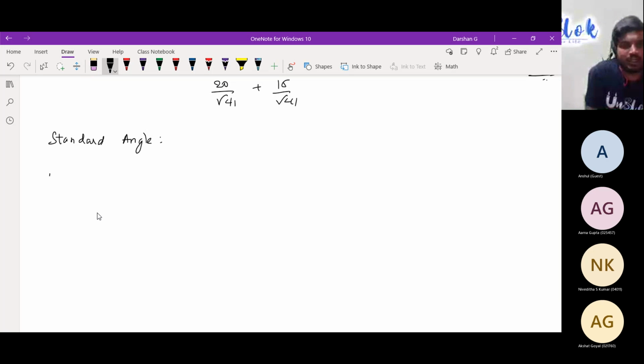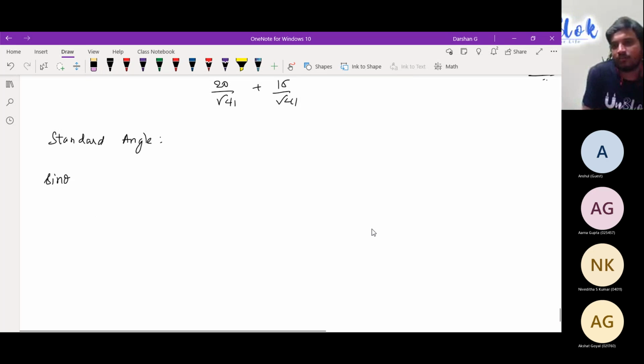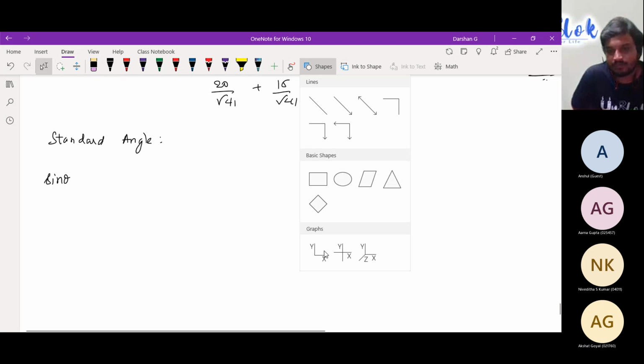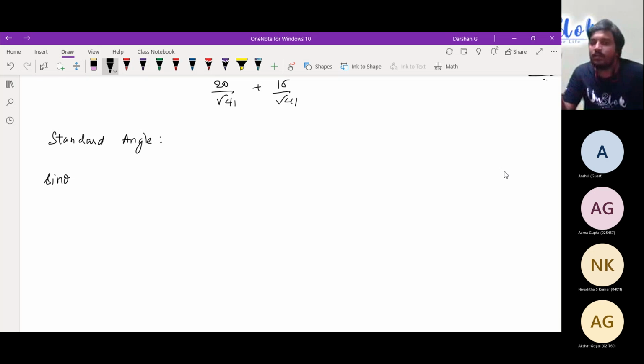For that explanation, I'll be using only sine theta. So if you know how a sine wave looks, can anybody tell how a sine wave looks? What is a sine wave, by the way? Anyone? Okay, you have studied sound in your physics.